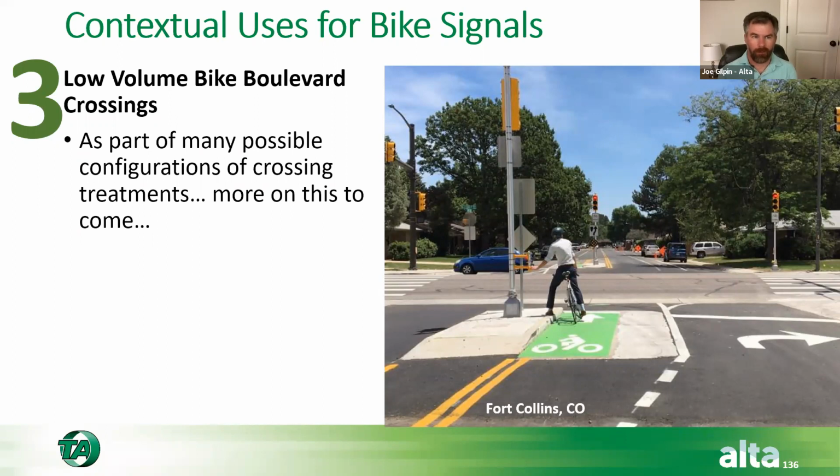Another one would be, number 3 here, using a bike signal to get across a major arterial in a condition where there is no traffic control ahead of time.